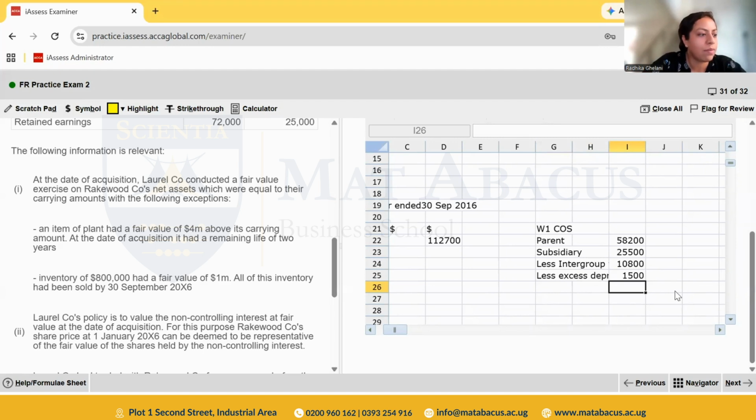We then have to do the fair value adjustment for inventory. Why do we have to do the fair value adjustment of inventory?